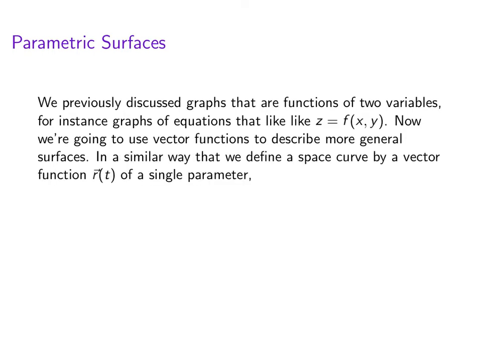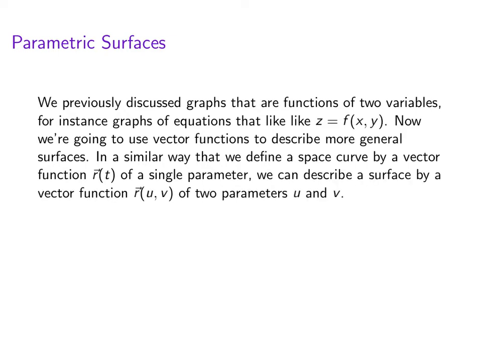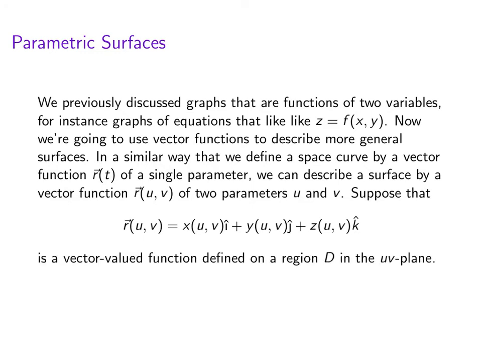Now before, we used vector functions to define space curves using a single parameter. Now we're going to describe a surface using a vector function of two parameters, u and v. So let's suppose that r of u comma v looks like this with component functions x, y, and z, and these are all functions of u and v. This is a vector-valued function defined on a region D in the UV plane.